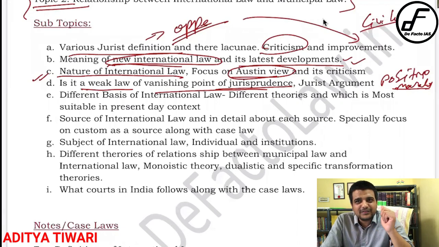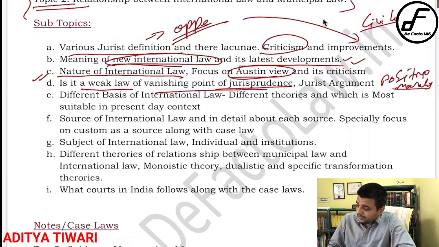This year also there was a question with respect to that, right? तो इन तीनों का model answer तैयार कर लीजिए: vanishing point, positive morality, and weak law. Take an argument for, argument against, along with some jurist opinion. That will be sufficient for that. Okay. No need to study the history of international law, not at all. ठीक है ना, सवाल कभी नहीं आता.